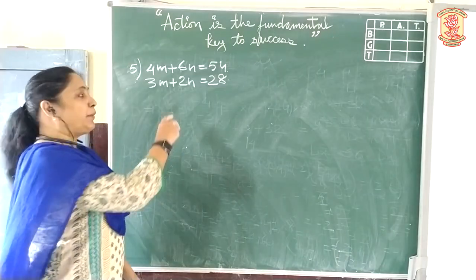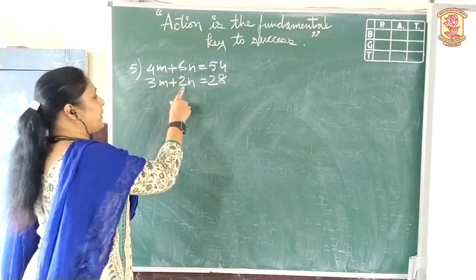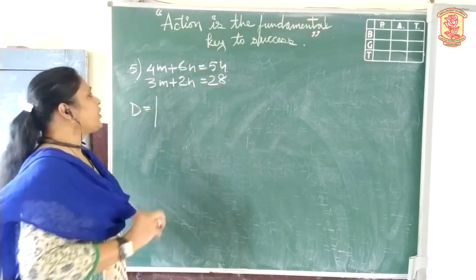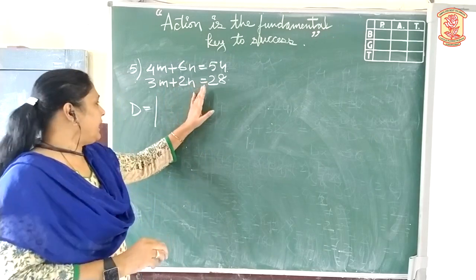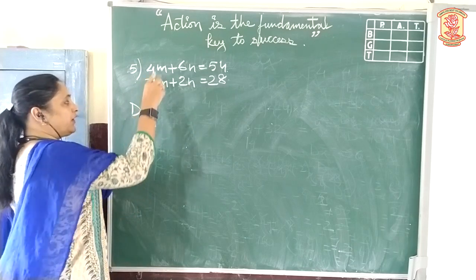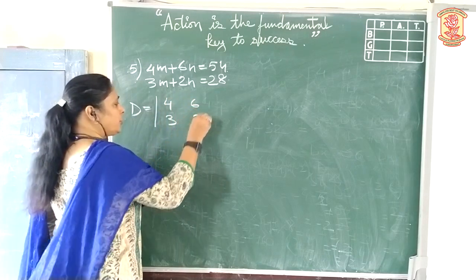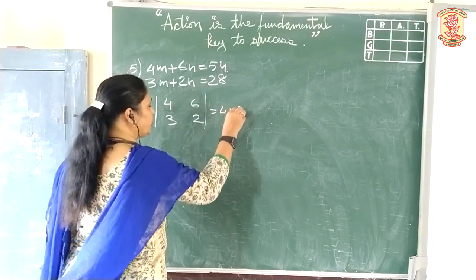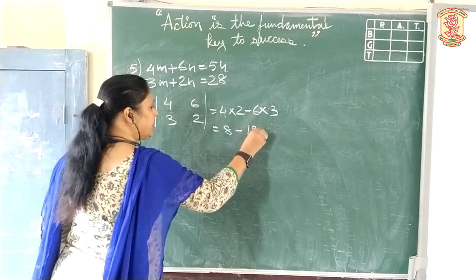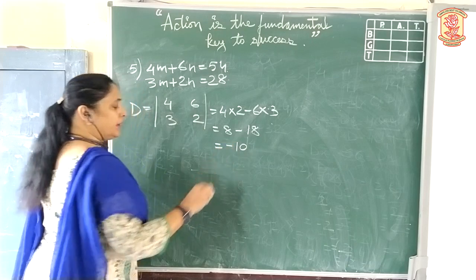The fifth question, the simultaneous equations given are 4m plus 6n equals 54, 3m plus 2n equals 28. We have to get the determinant. Now here in place of x and y, we have the variables m and n. So to get the value of the determinant, we write the coefficients of m, that is 4, 3, and the coefficients of n, that is 6 and 2. Cross multiply, so we get 4 into 2 minus 6 into 3. 4 2s are 8, 6 3s are 18. So 18 minus 8 is 10, and the bigger number's sign is minus.